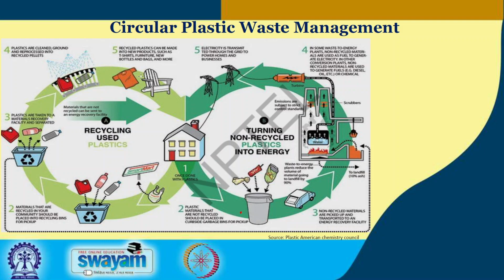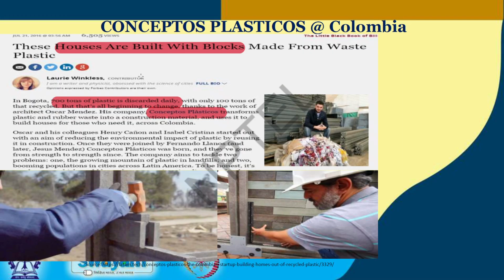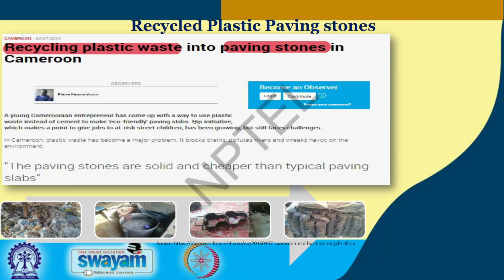So this is called a circular economy closed loop system. This is Plasticos, a company that uses plastic waste in block manufacturing. These are all plastic blocks that can be used as a building material. Every day, 700 tons of plastic is discarded. The company, Conceptos Plasticos, transforms plastic and rubber waste into construction material. You can see the house they have built in a video that I have shown.